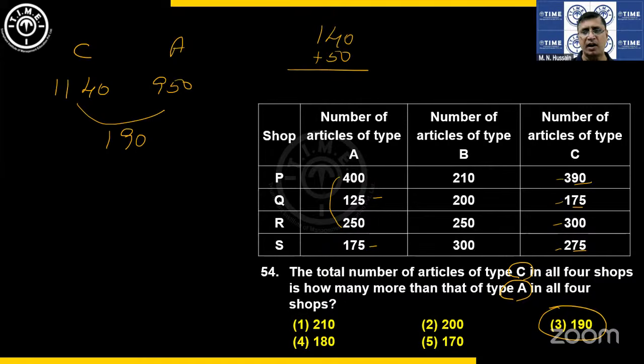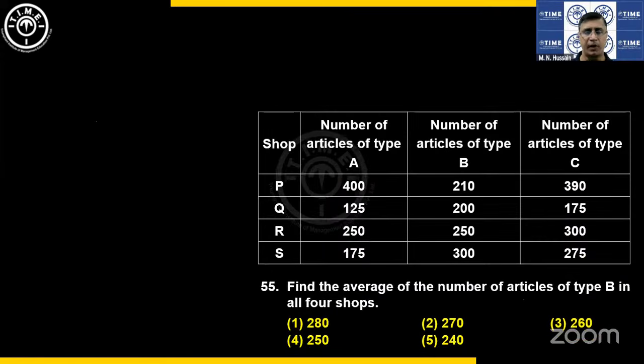The total number of articles of type C in all the 4 shops and type A in all the 4 shops. What to find? Difference to be found. How many more it is? Now look at next example.